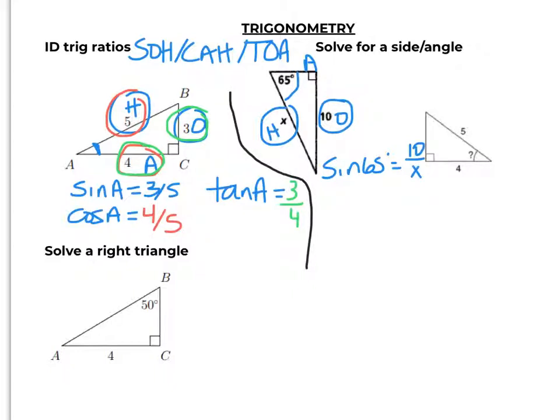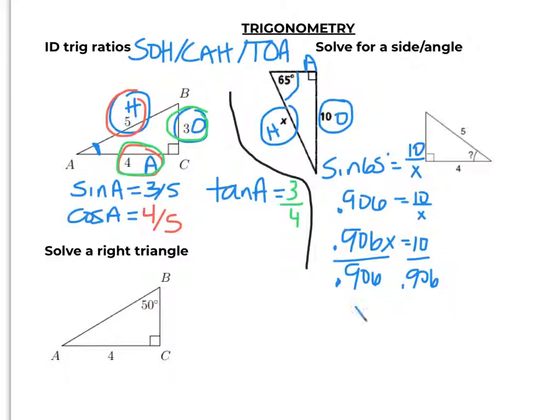And then on our calculator, make sure you're in degree mode. We're going to write down 3 decimal places, so 0.906 equals 10 over X. We always multiply by our denominator, so 0.906 X equals 10, which means I need to divide by 0.906 on both sides. So X equals about 11 if we round to 1 decimal place.